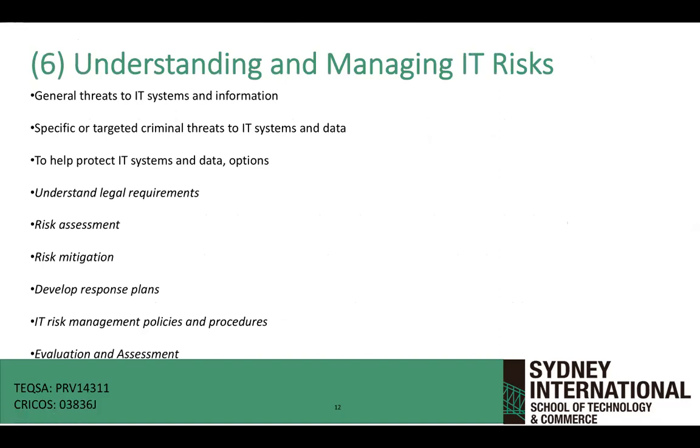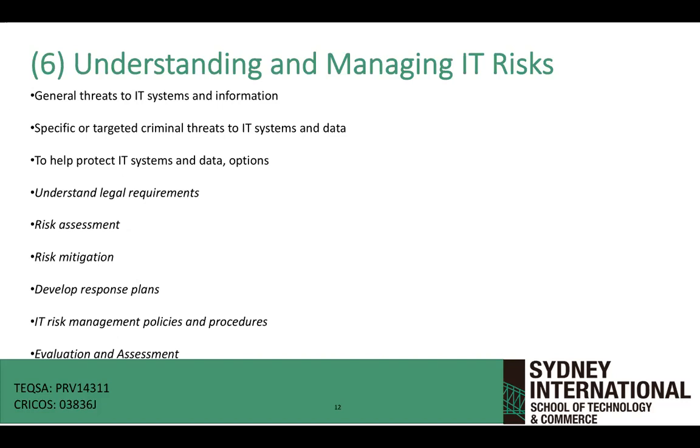So we need to think about all of these IT risks, and we need to manage them. There are a lot of actual threats to IT systems and information. There are specific or targeted criminal threats to IT systems and data. For example, someone sends you a virus and tries to steal your information. This is basically a very big criminal threat. People are threatening you. All of these big hacking incidents happen at various points of time. So we need to think about how we protect all of our IT systems and data. We're going to talk about a few examples on Wednesday or in your webinar specifically.